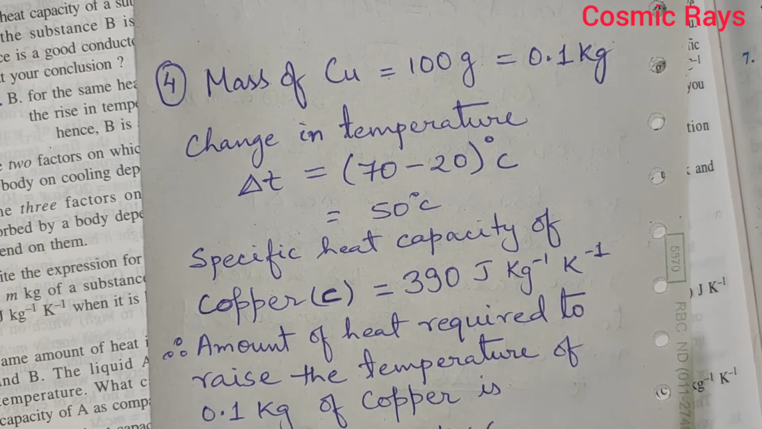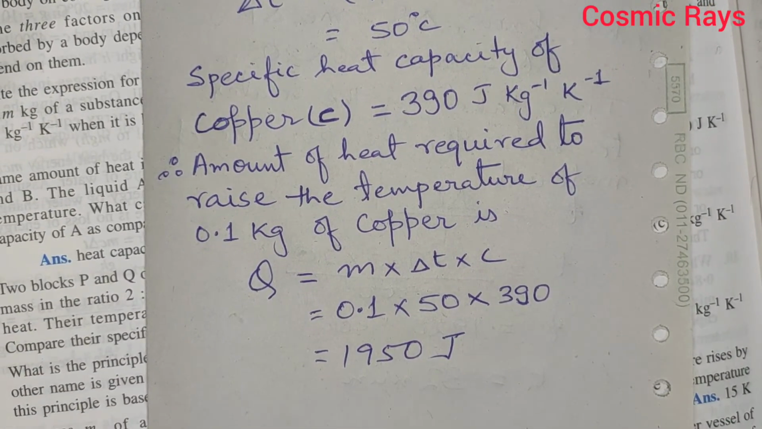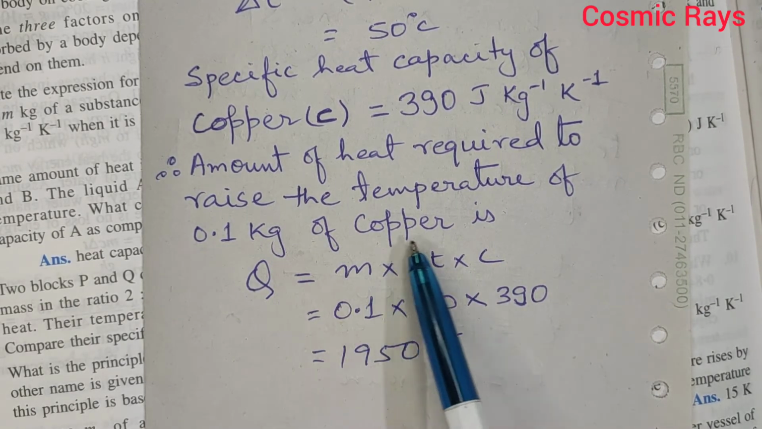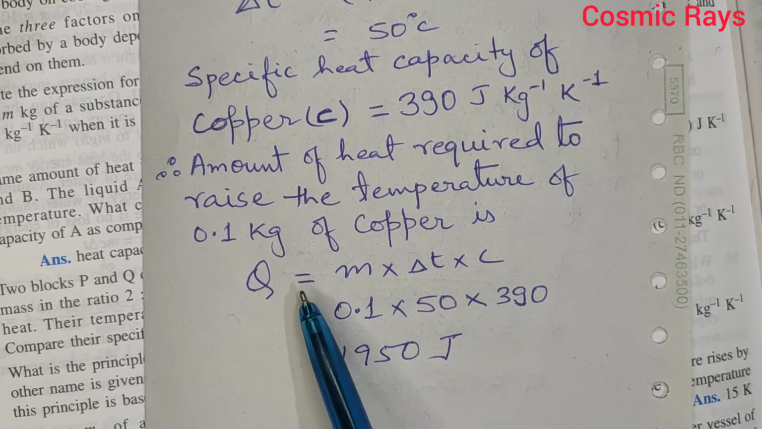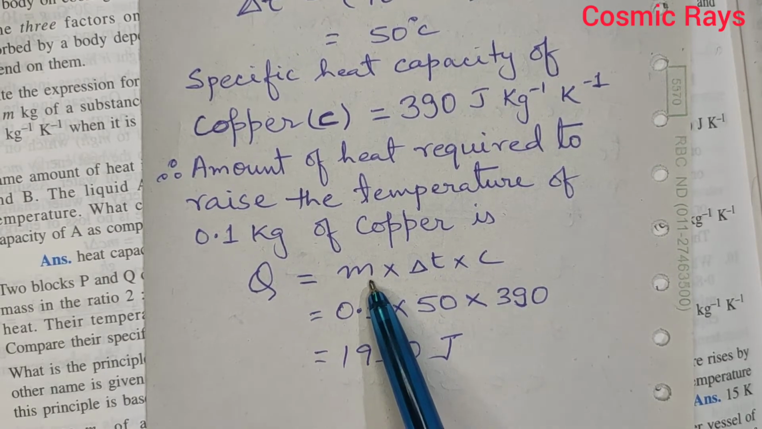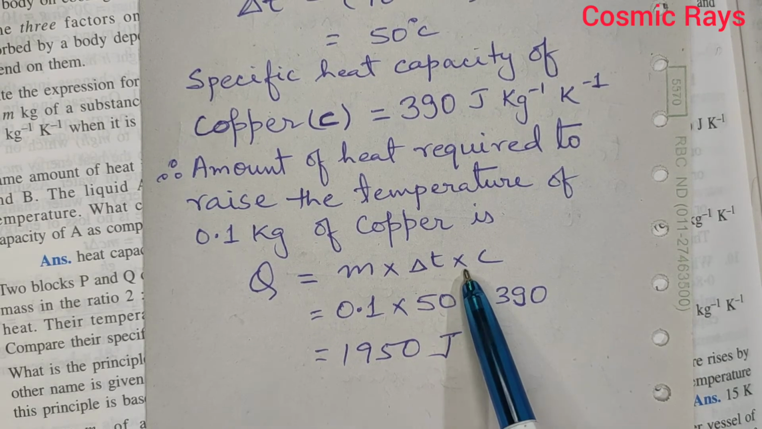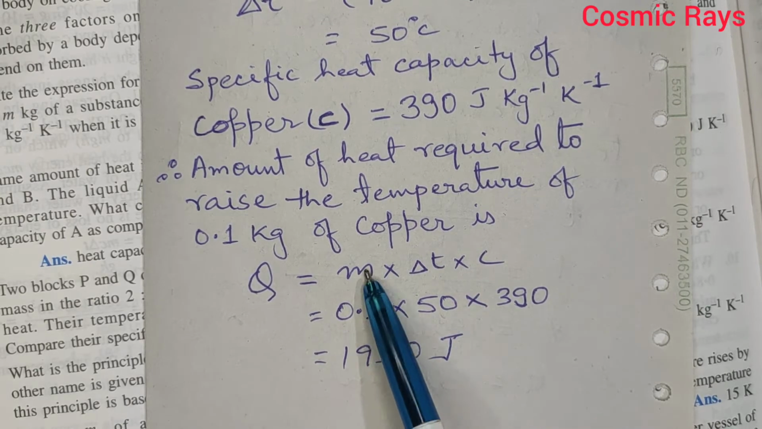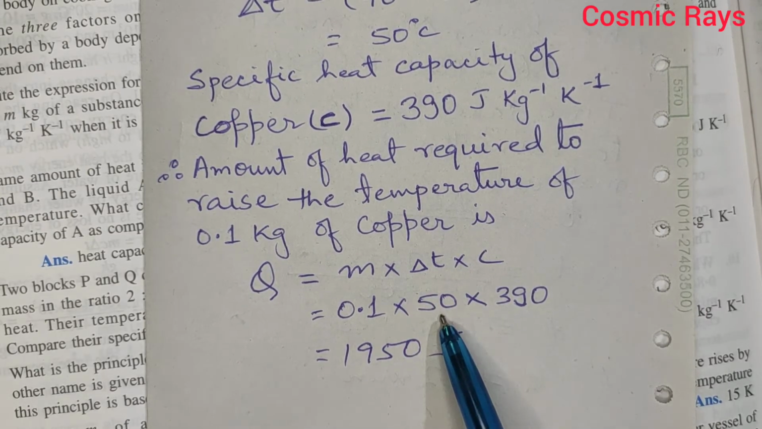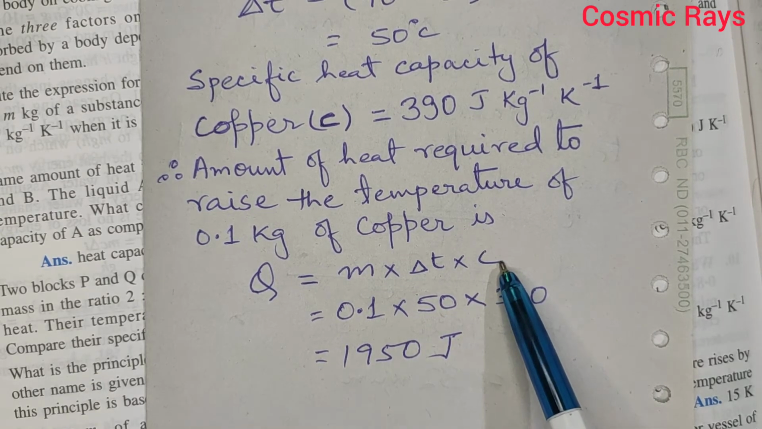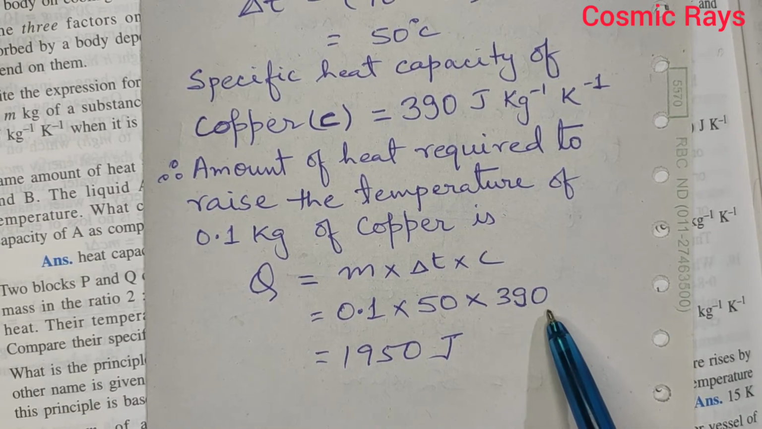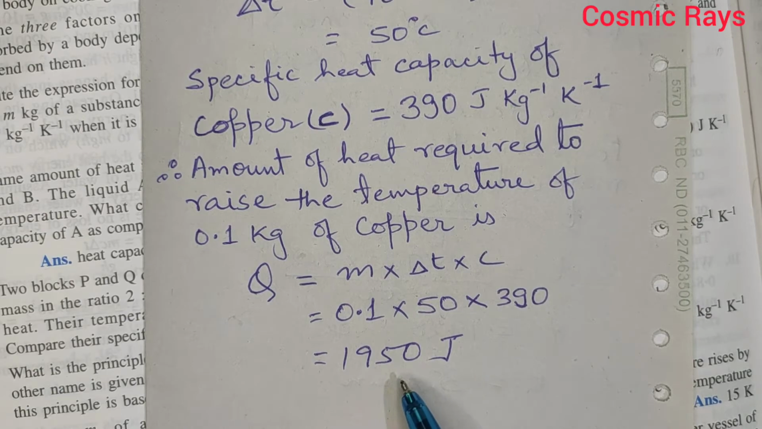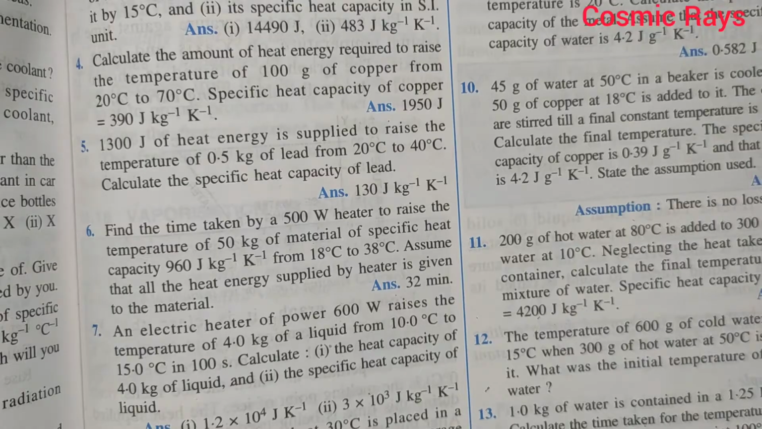So the amount of heat required to raise the temperature of 0.1 kg of copper is, the formula is Q is equal to M, that is mass, multiplied by change in temperature multiplied by the specific heat. All the values are provided to us. We just put the values. Mass is 0.1 kg, change in temperature is 50 degrees Celsius, and specific heat capacity is 390 joule per kg per Kelvin, which is given in the question. When you multiply, you get the answer as 1950 joules.